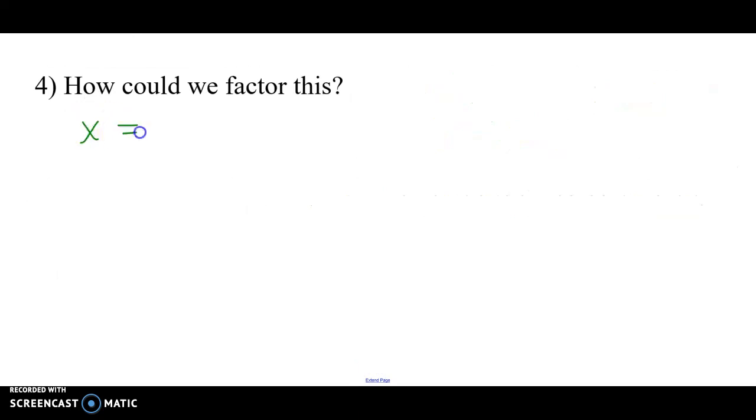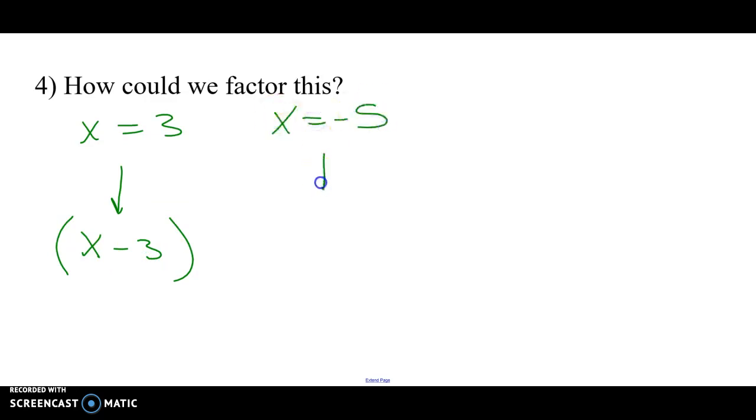Let's say I got x equals 3 as an answer. What was the factor? If x equals 3 is the answer, what was in the factor? X minus 3. Right? It's the opposite. If my answer was x equals negative 5, what was the factor that it came from? X plus 5. Right? If I set that equal to 0, I get negative 5. So if I get a real answer, I just put it back into my factor.